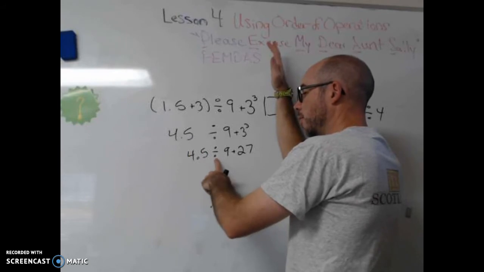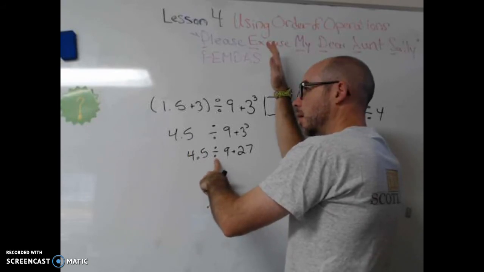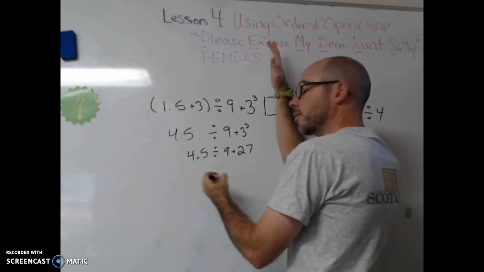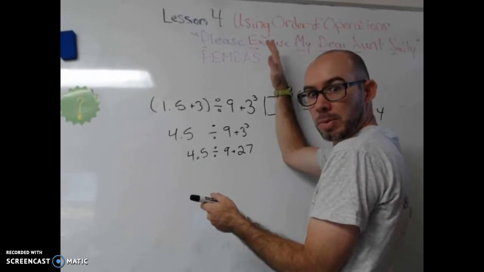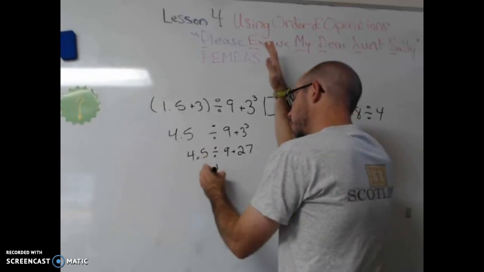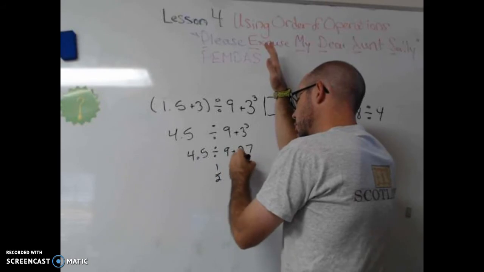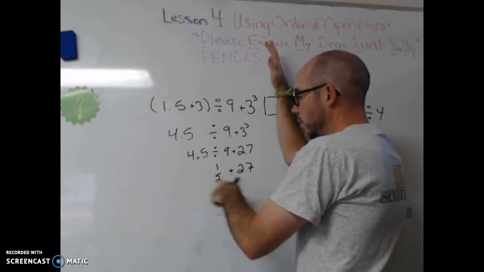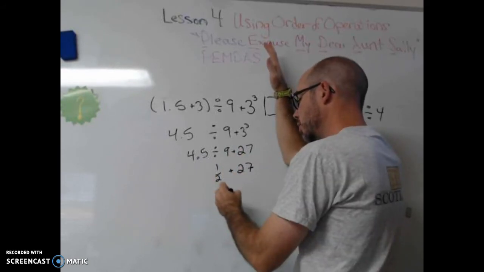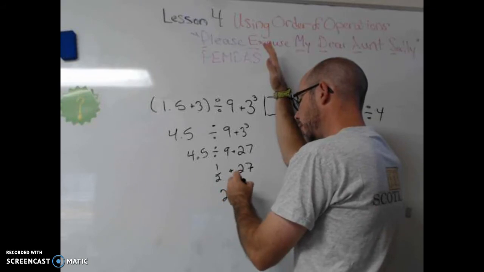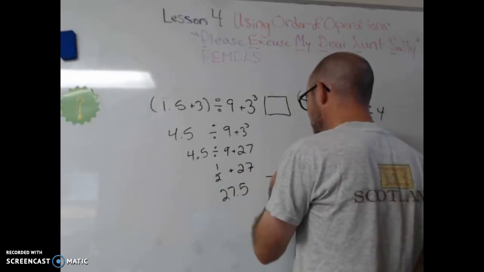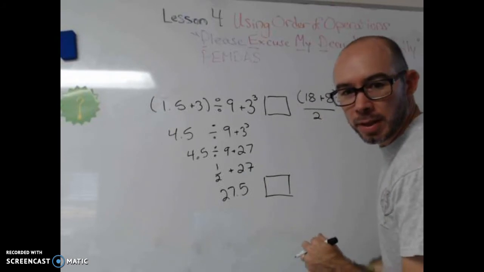Division comes next. 4.5 divided by 9. That's 1/2. Trust me. 1/2. And then lastly, we have here addition. We can just say that's 27.5. Okay. Then we're going to see what's going on this side.